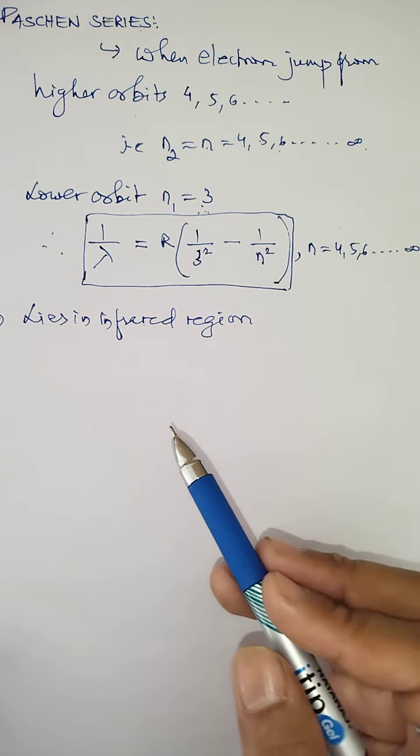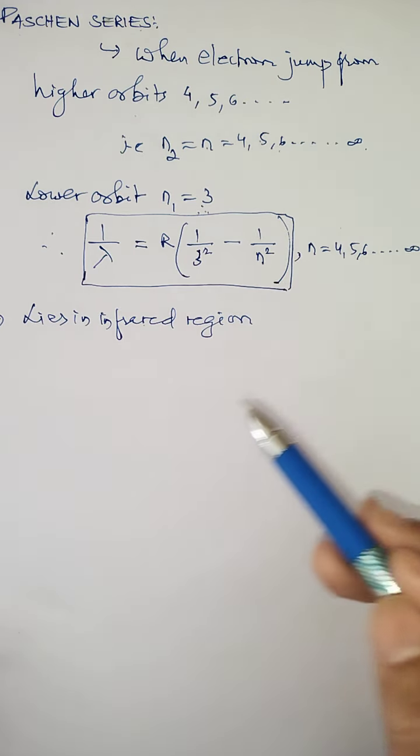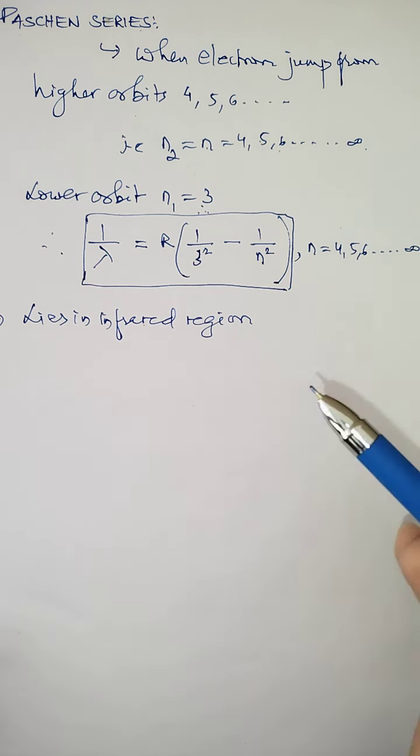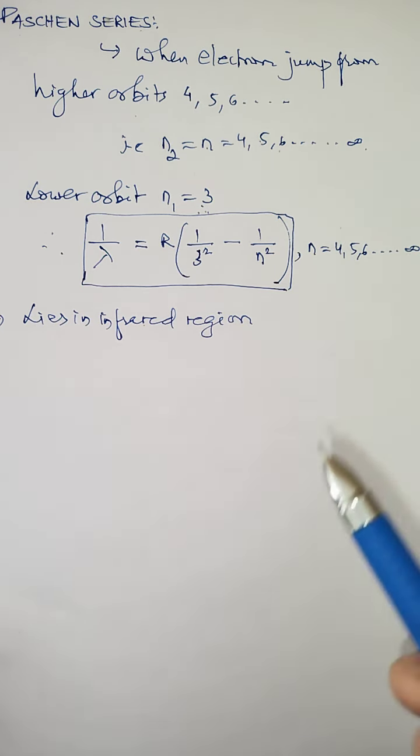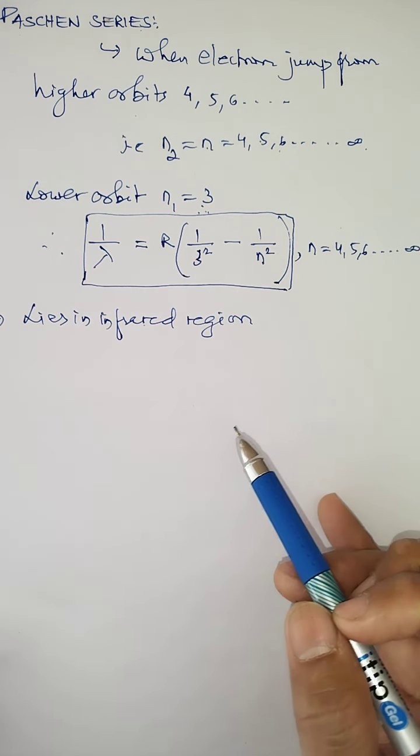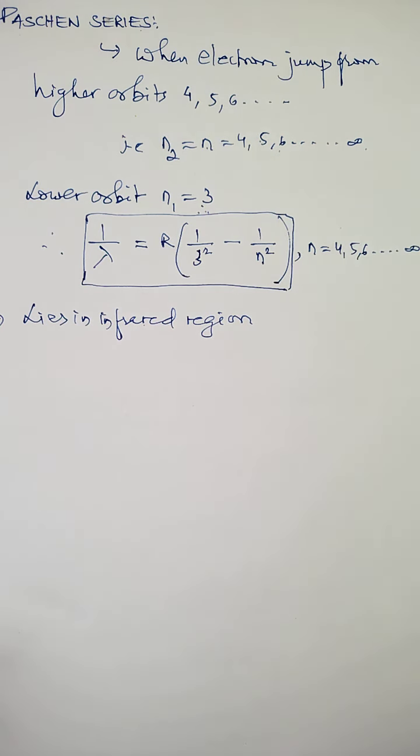So remember this point, children. This will be asked in the examination. In which electromagnetic spectrum does the Paschen series lie? Infrared region or infrared spectrum. So this is the observation which was made by Paschen under the hydrogen spectrum.